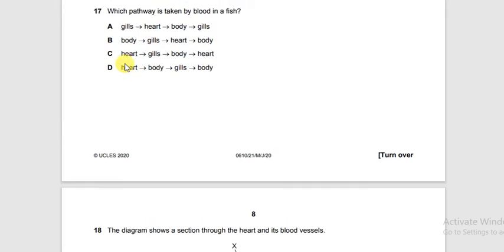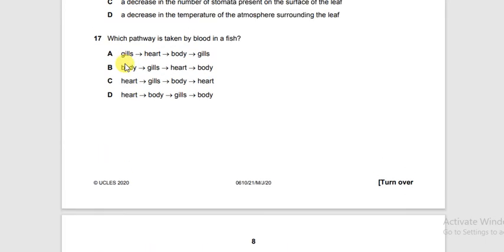Now, which pathway is taken by blood in a fish? That's single circulation. In single circulation, the blood only passes through the heart once to make a complete circuit. So it will be from the heart, usually to the gills, from the gills to all other parts of the body, then back to the heart, back to the gills. So the answer will be C.